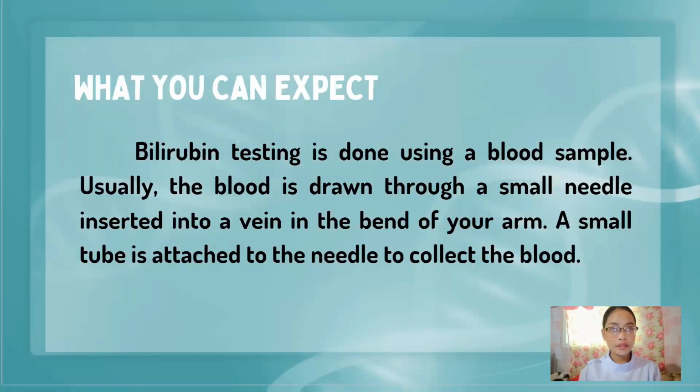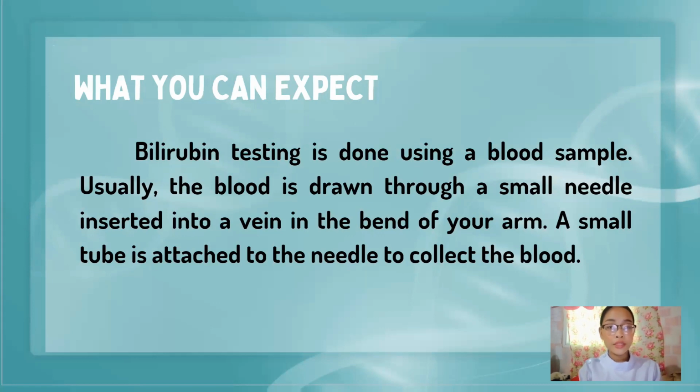What you can expect. Bilirubin testing is done using a blood sample. Usually, the blood is drawn through a small needle inserted into a vein in the bend of your arm. A small tube is attached to the needle to collect the blood. You may feel a quick pain as the needle is inserted into your arm. You also may experience some short-term discomfort at the site after the needle is removed.